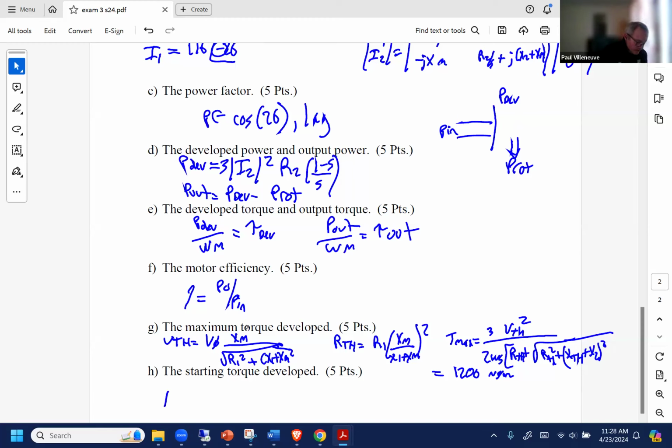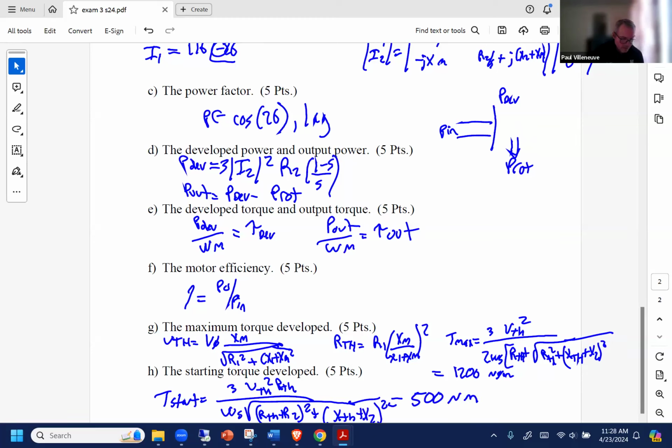Last one, which is my starting torque. So my starting torque was equal to 3 times V Thevenin squared, R Thevenin, all over omega S, times R Thevenin plus R2, that quantity squared, plus X Thevenin plus X2, that quantity squared. When you did that, you had around 500 Newton meters. And that was the test.